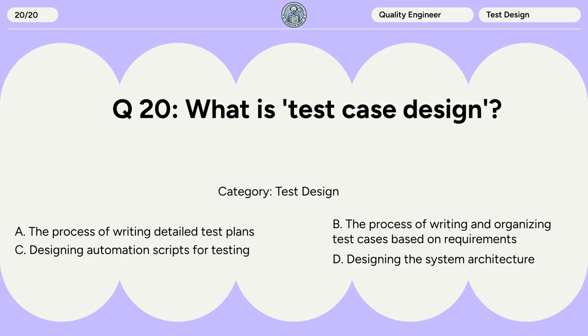Question 20. What is test case design? A. The process of writing detailed test plans. B. The process of writing and organizing test cases based on requirements. C. Designing automation scripts for testing. D. Designing the system architecture.